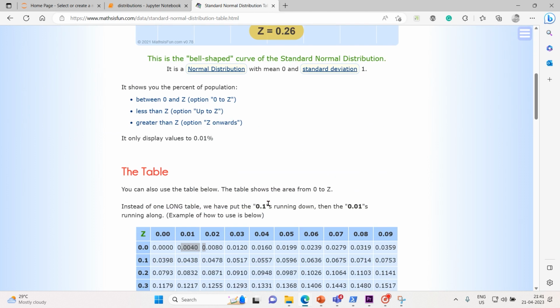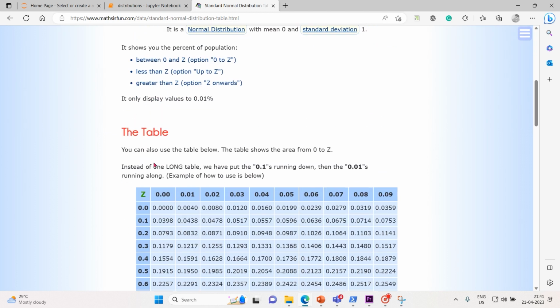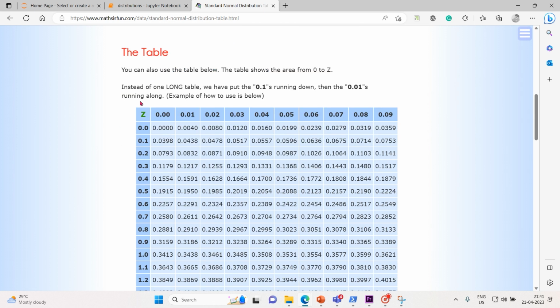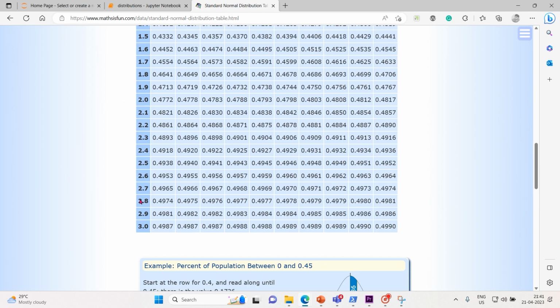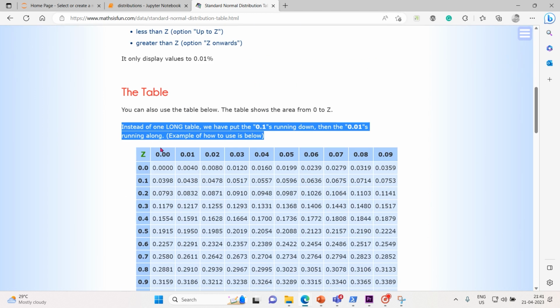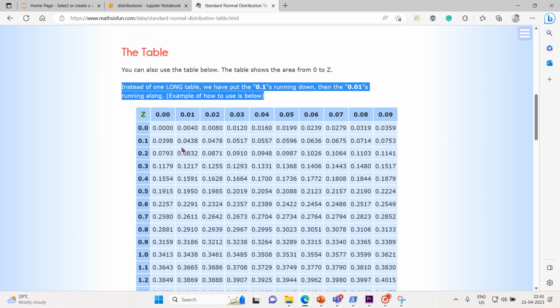So now let's look into how you can calculate. This table is very important. You can also use this table. The table shows the area from 0 to Z. Instead of the long table, this is a very important point. In the long table, they have put the 0.1s running down here, then the 0.01s running along here. So an example of how to use this is below.